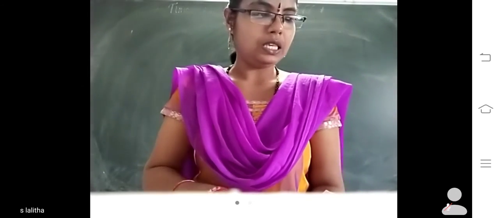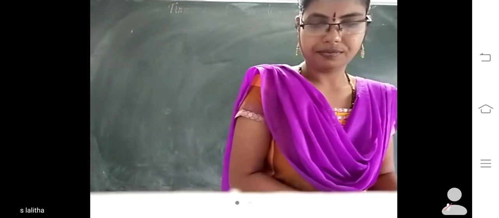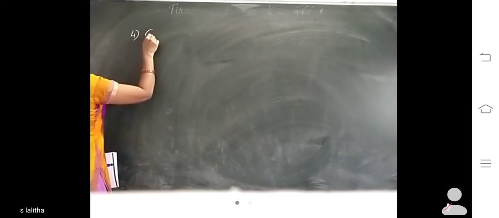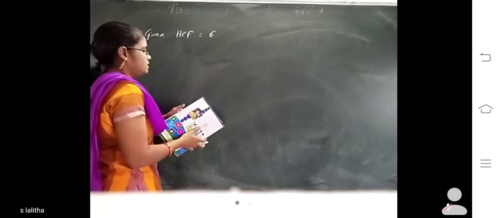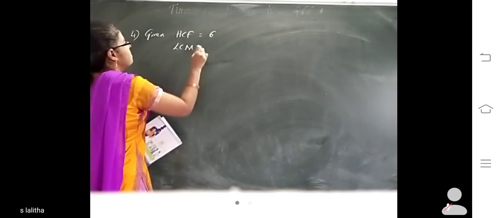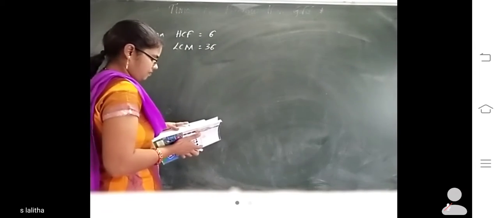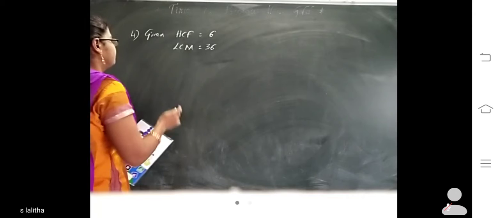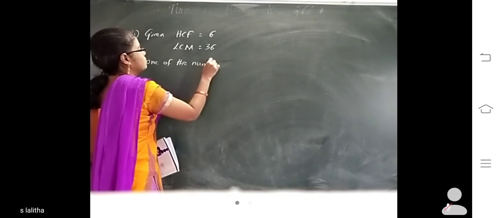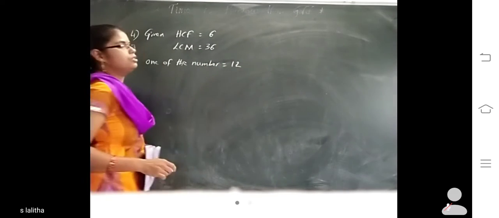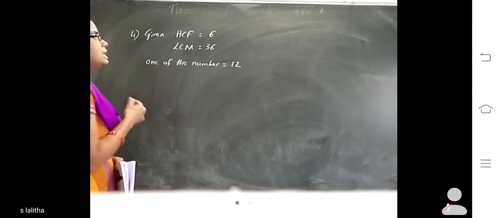Okay, here the HCF of two numbers is given. Given: HCF equal to 6, LCM equal to, what is the number given? 36. And one of the numbers is 12. You have to find the other number. Okay? What is the equation?